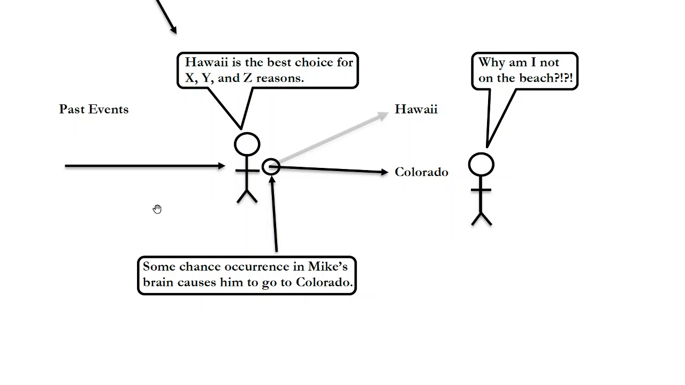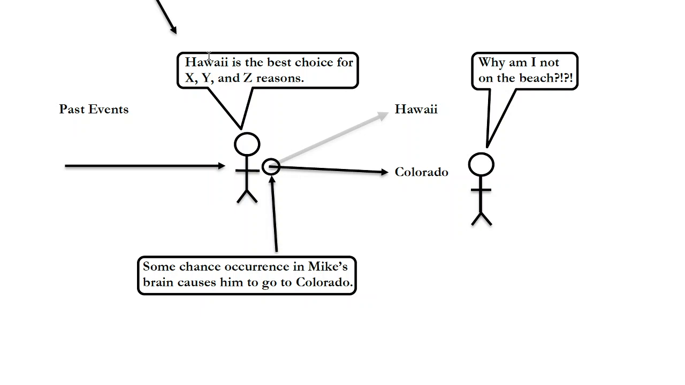Because there might be some chance occurrence that happens in Mike's brain that causes him to go to Colorado instead of Hawaii. But that would be very, very strange, because let's say Mike does end up in Colorado. He had all these reasons why Hawaii was the best.